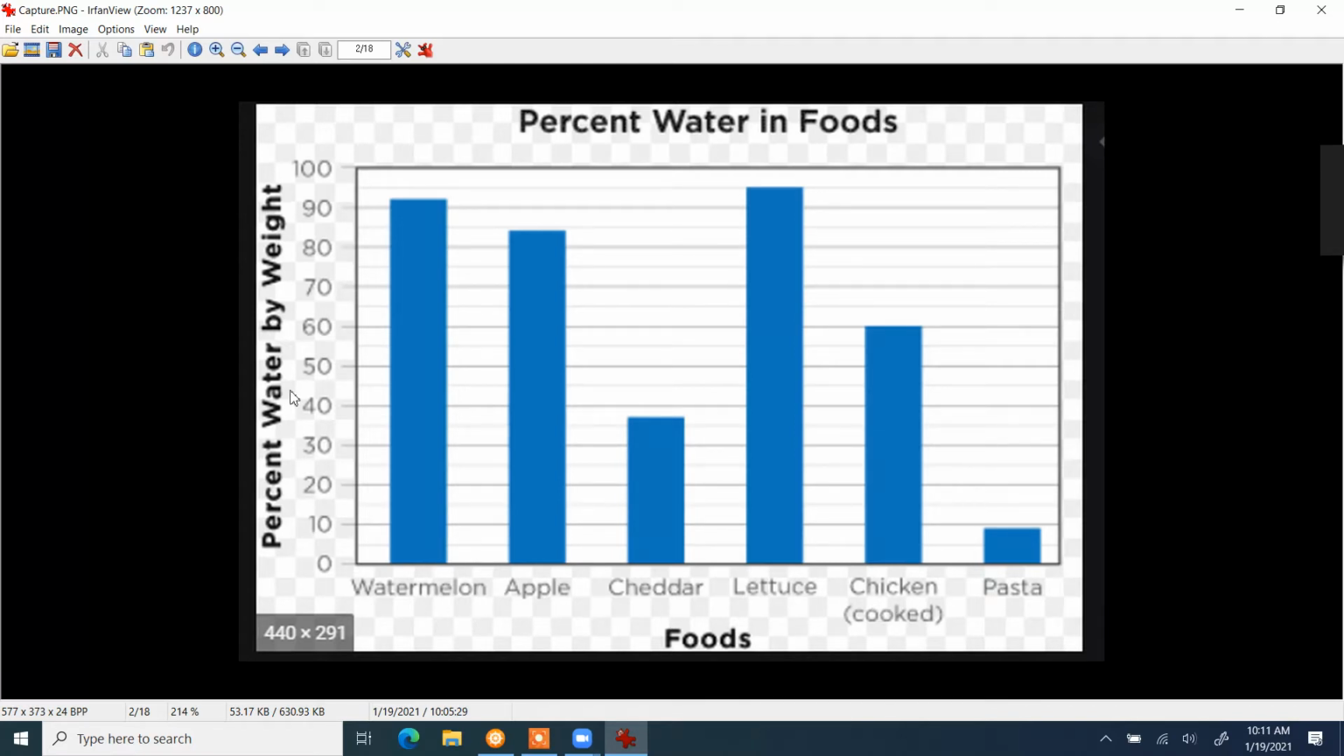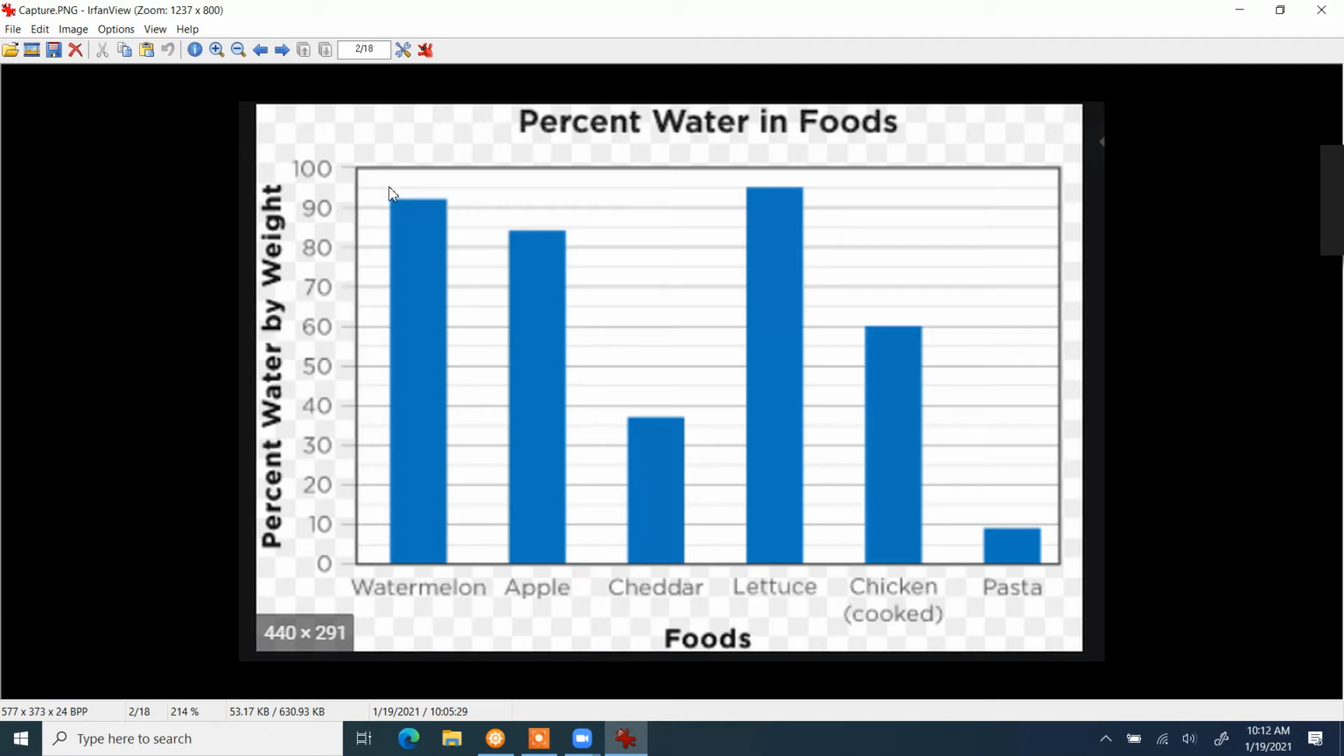The next thing I do is I go to this axis and figure out what this axis is about. It says here percent water by weight. So it goes all the way from 0 up to 100. Let's take a look at the first bar and see if we can figure out what it means. This food over here is watermelon. How much water does watermelon have? I just go all the way to the top and figure out what that number is. Watermelon is between 90 and 100, somewhere in the middle over here, right? You can see it stops right here at the top.